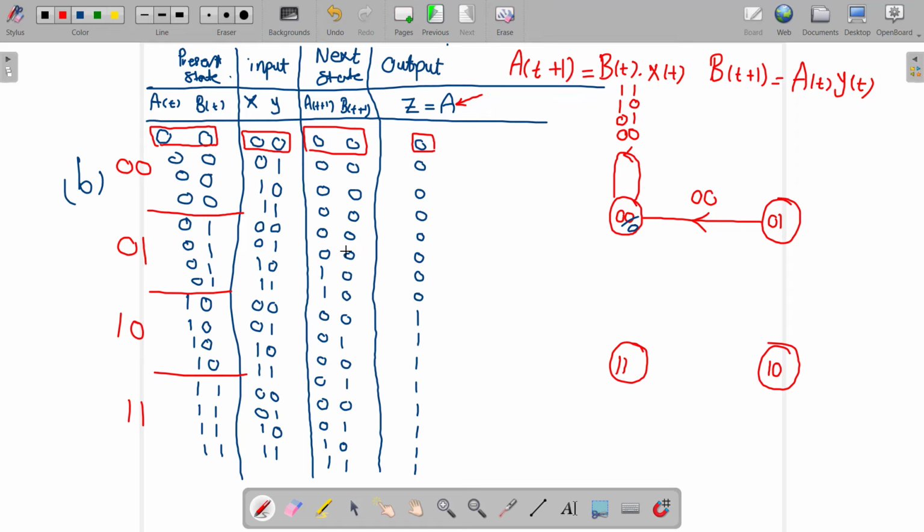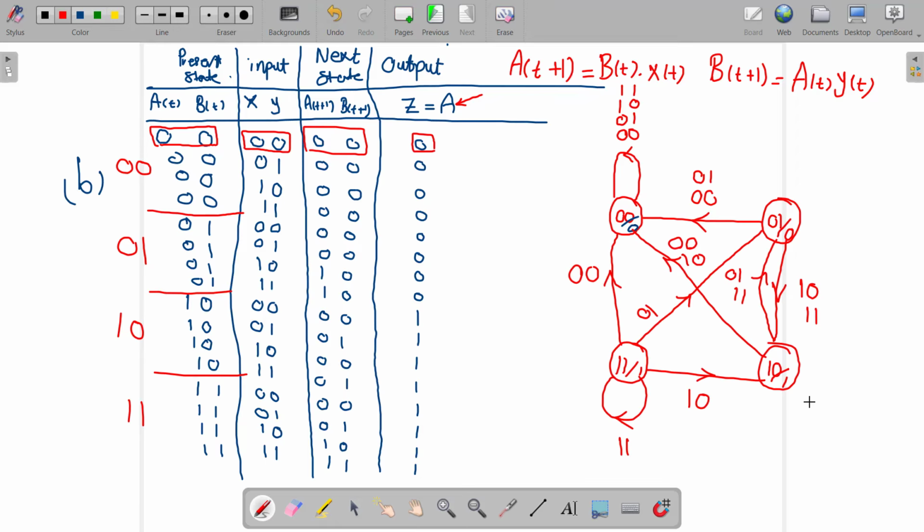0 1 0 1 0 0 0 1, the next state is 0 0 0 1. Similarly, for all of them we have to do the same thing. So you can see that at the end the state diagram will be this one that you can see here.